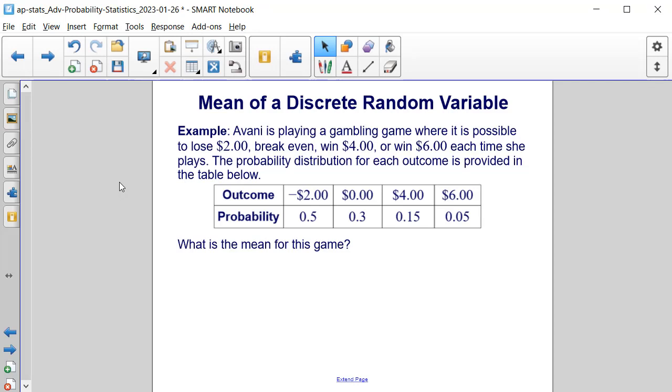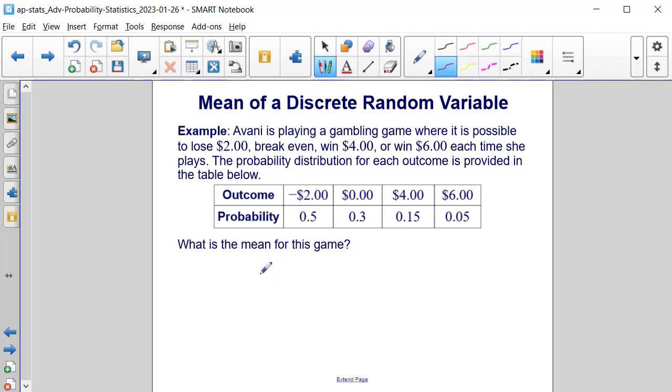Avani is playing a gambling game where it is possible to lose $2, break even, win $4, or win $6 each time she plays. The probability distribution for each outcome is provided in the table below. What is the mean for this game? Well, we know that the mean, denoted by the Greek letter mu, is equal to x sub 1 times the probability of that event happening. So this is the outcome times the probability, plus x sub 2 times p sub 2, plus x sub 3 times p sub 3, plus x sub 4 times p sub 4, since we have 4 outcomes going on here.